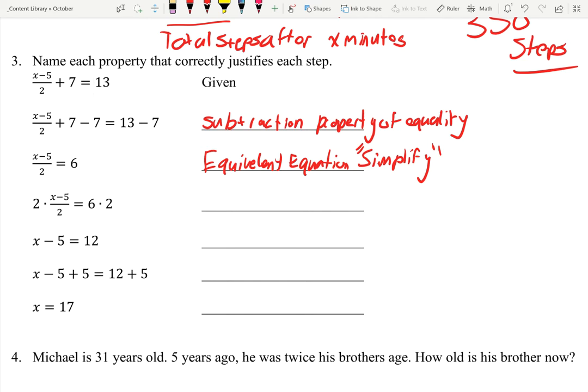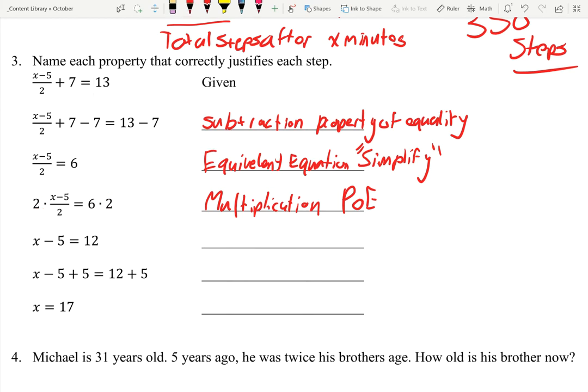Now you'll notice on the next step, they're getting rid of this 2 in the denominator, and what are they doing to do that? They're multiplying 2 on both sides. See that? It's the same equation as before, but they have times 2 on the left and times 2 on the right. So, if the first one was subtraction property of equality because they were subtracting on both sides, this one's going to be the multiplication property of equality. Multiplication POE, I'm just going to abbreviate property of equality so I don't have to write it all out. You can tell that they're multiplying on both sides, so they're using the multiplication property of equality.